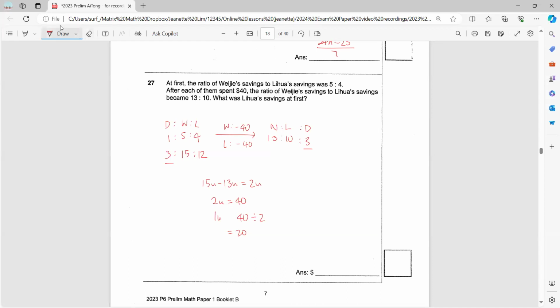Now let's look at the question. What do we want to find? What was Li Hua's savings at first? So L at first is 12 units. 12 units is 12 times 20, which is $240.